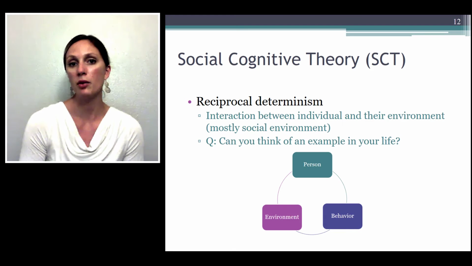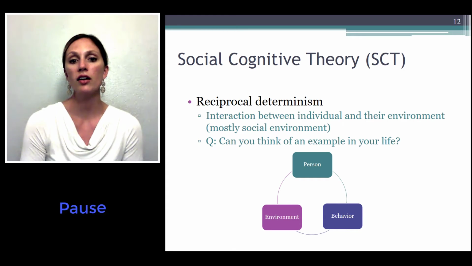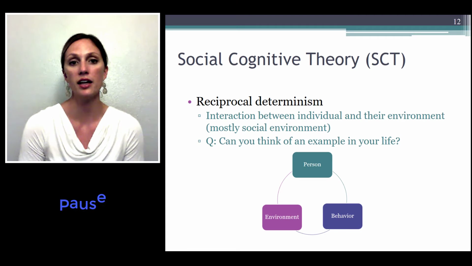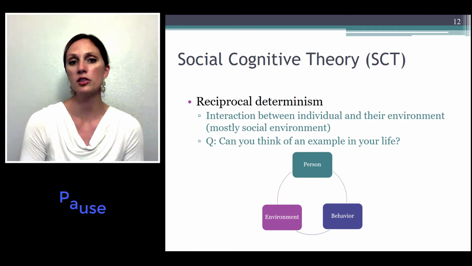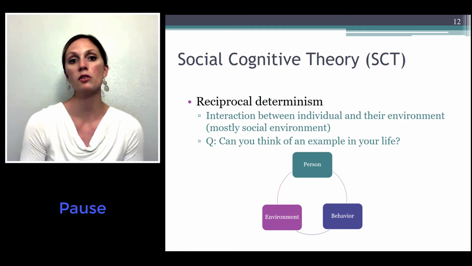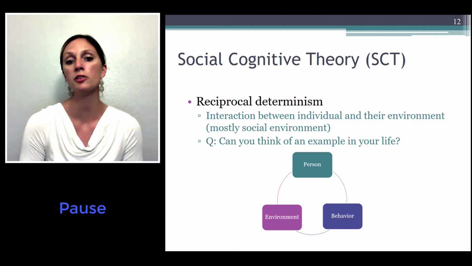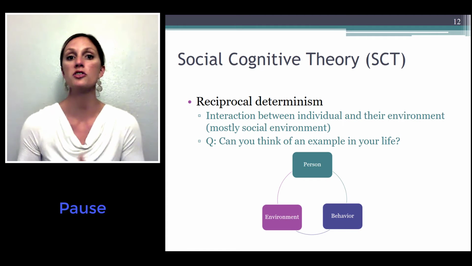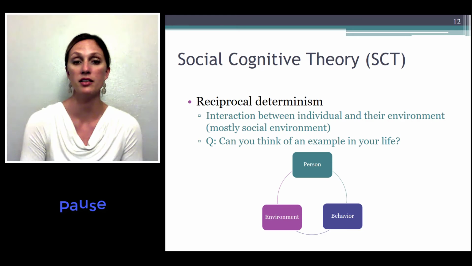So my question to you, and I want you to pause the video now and just take a minute to think about this. Think about an example of this in your own life. How does reciprocal determinism factor into one of your health behaviors? How are you influenced by your environment, or how does your behavior influence the environment?